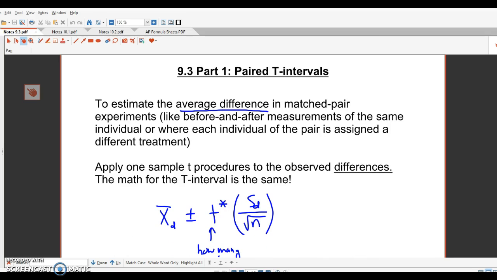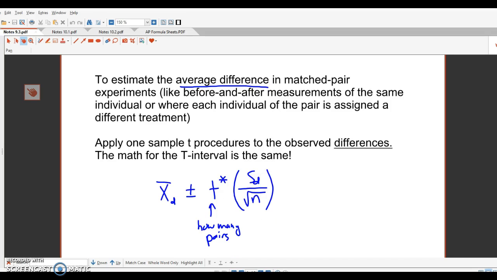Here is just the intro to the paired t-interval part. It will be used to estimate the average difference in matched pairs experiments. I'm still going to be applying the same t procedures as before, so the same conditions, the same calculations for the most part, except I'll be doing them on the differences. So x bar will be the x bar of the differences. I will take each of the pairs of data, subtract, find the differences of them, and then find the x bar of the difference.